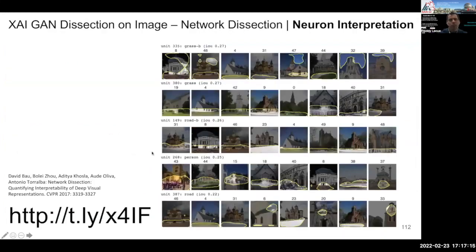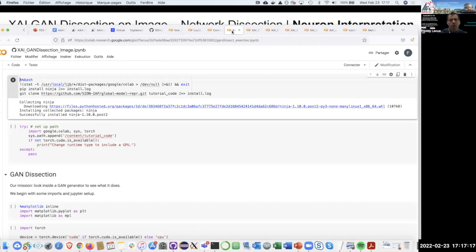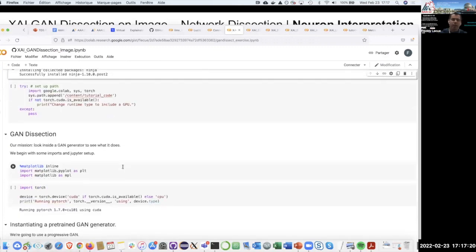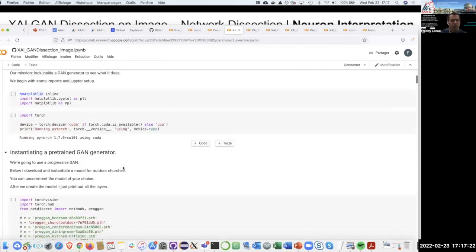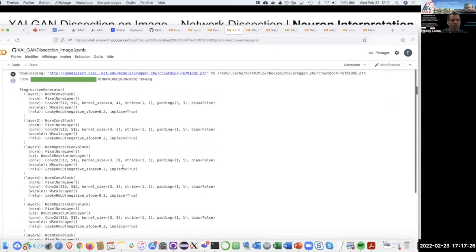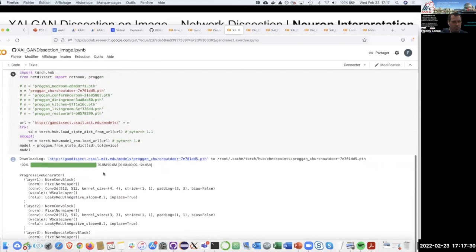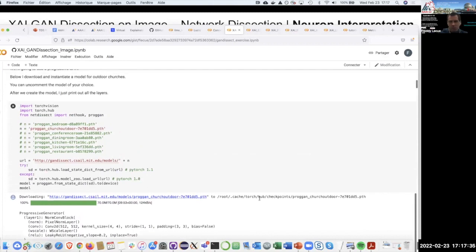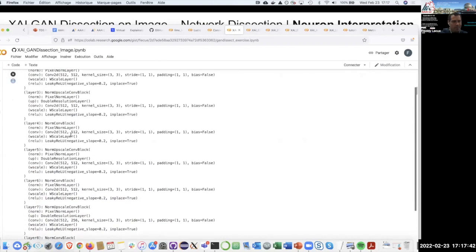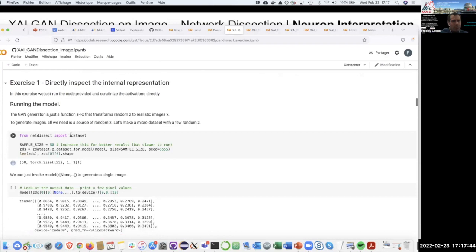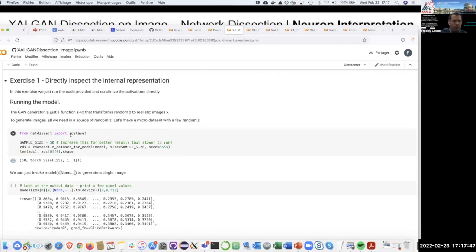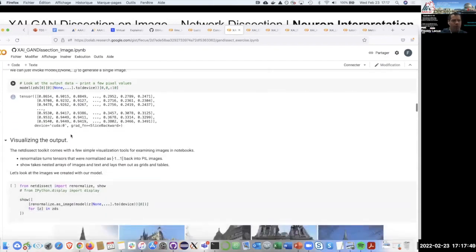So GAN, that's the work from MIT I mentioned earlier. It's for GAN dissection, but you can use it for CNN. The one that's used here is, what's the name over here? It's the ProGAN, yeah, the ProGAN architecture here. Okay, so you see the model. You can run a model, do some inference, and visualize the output.